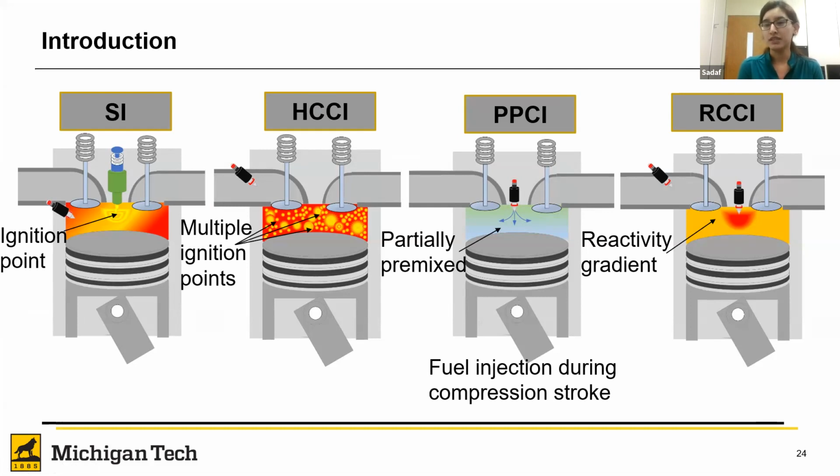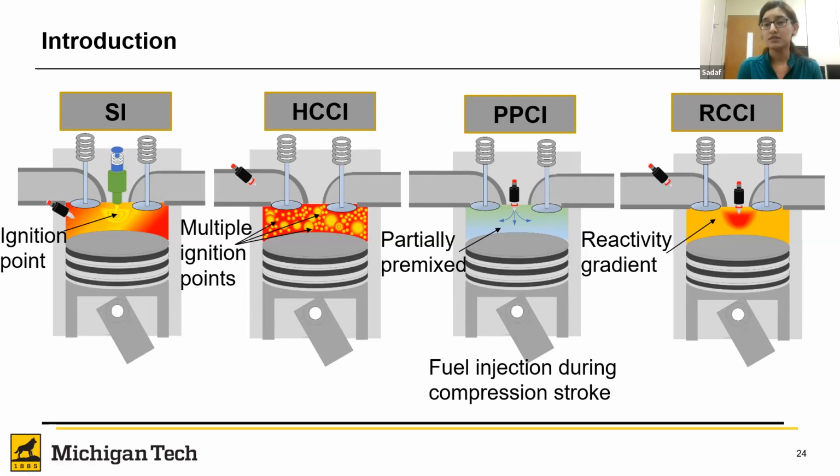So in order to meet the emissions level and to improve the engine efficiency, the focus is on low temperature combustion modes. In homogeneous charge compression ignition engine, the air and fuel are mixed homogeneously. The fuel is injected during the intake stroke so that it has enough time to mix homogeneously with air. At the end of compression stroke, the air-fuel mixture auto-ignites at multiple ignition points. That is why the heat release rate is higher in homogeneous charge compression ignition.